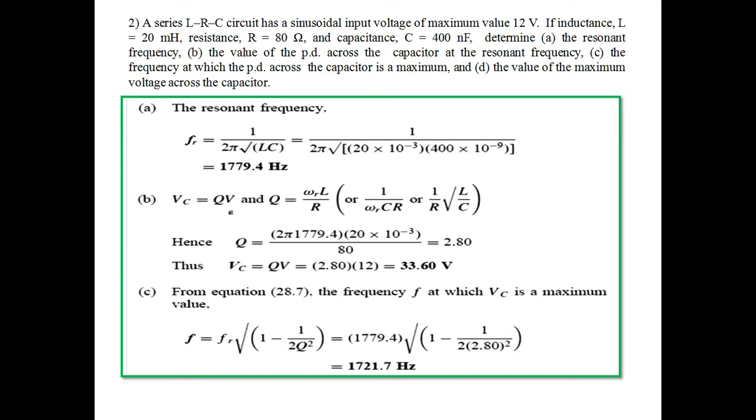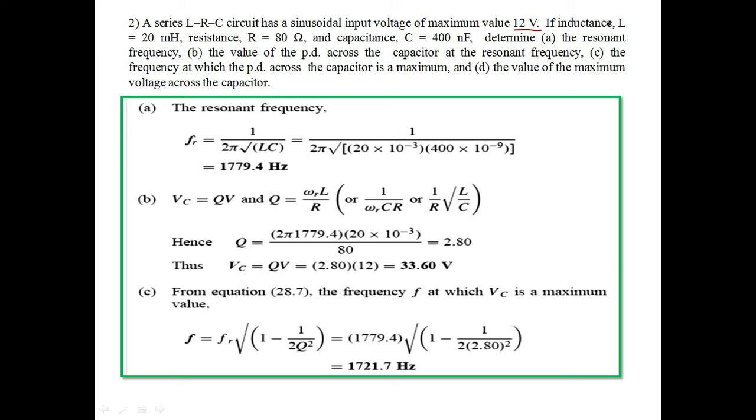So in the next example, the problem statement is: a series RLC circuit has a sinusoidal input voltage with a maximum value of 12 volt. This is the applied voltage.